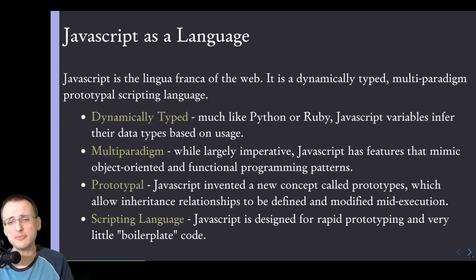Finally, JavaScript is a scripting language, which means you can just start writing statements. You don't need to compile your code. You don't need to write one class per file and organize everything around a main method. It is designed for rapid prototyping with the least amount of boilerplate possible. So that is sort of JavaScript by the numbers. That is the classification if we were talking about JavaScript in comparison to other languages.